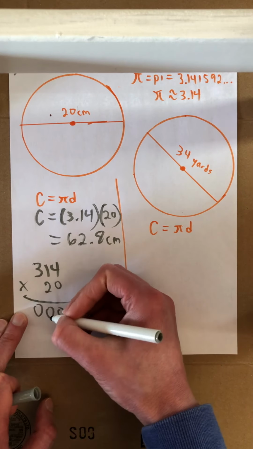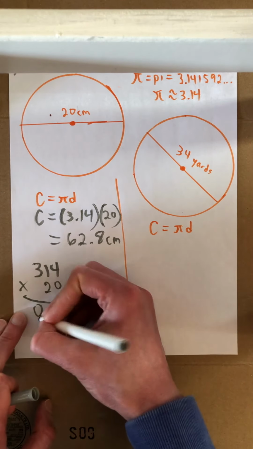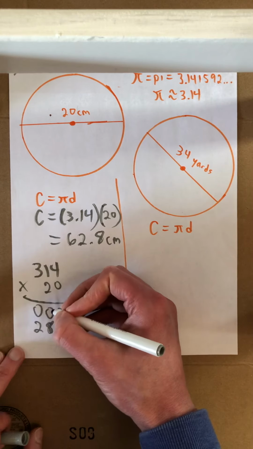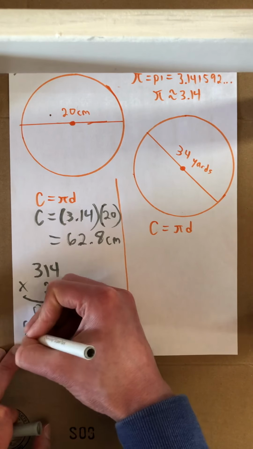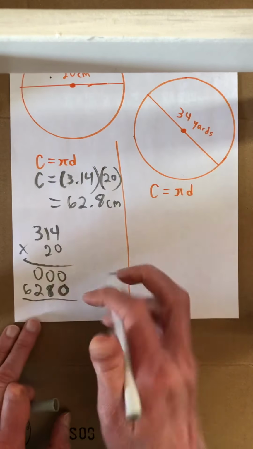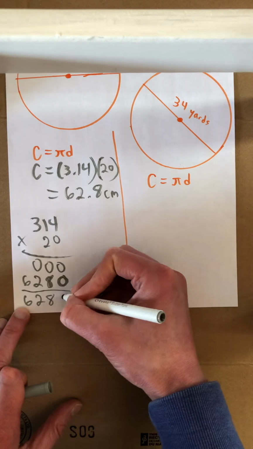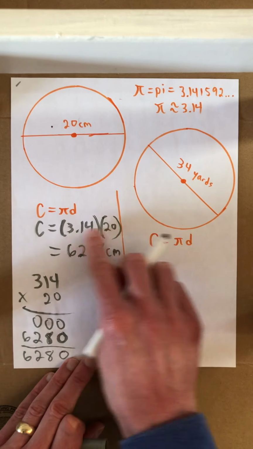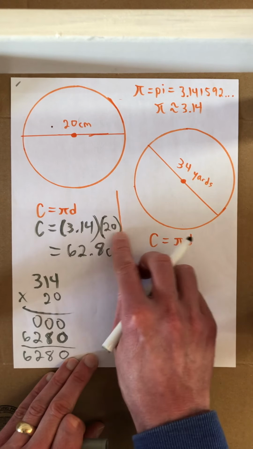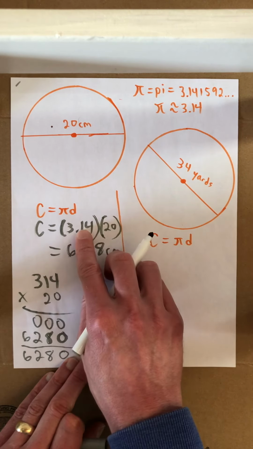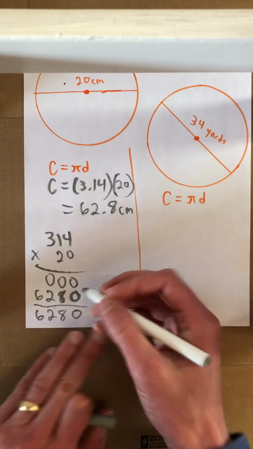2 times 4 will, of course, be 8. 2 times 1 will be 2. 2 times 3 will be 6. I can add these together now. I end up with 6280. In my original question, when I was multiplying these, this had no decimal places. This has 2. So in total, I have 2 decimal places.